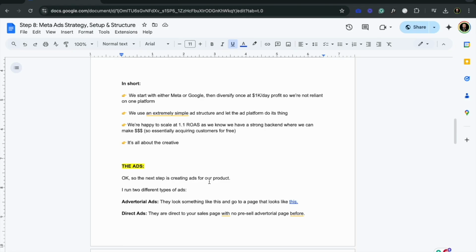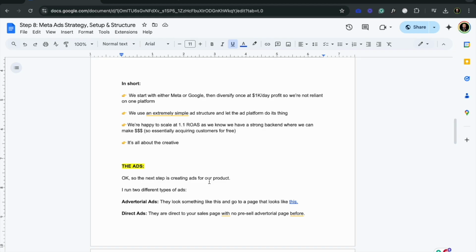But in short, the strategy is we start with either Meta or Google. To be honest with you, it's usually Meta, and that's why we're covering this here. And then we only really diversify once we hit either $1K a day profit or $1,000 a day ad spend, just so we're not completely reliant on one ad platform. It's always been that way just because of my previous experience with big CMO contracts and my own agency, and I've had scenarios in the past where things have been going amazing for months and months and months, and suddenly an ad account just shuts down or something happens and it all just falls to pieces.